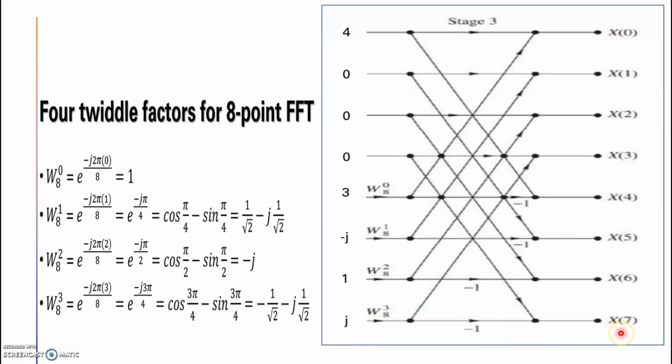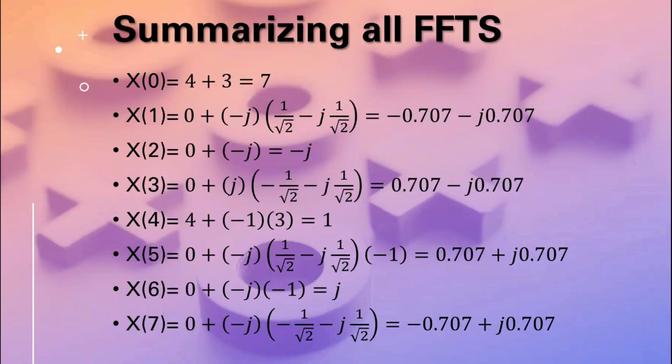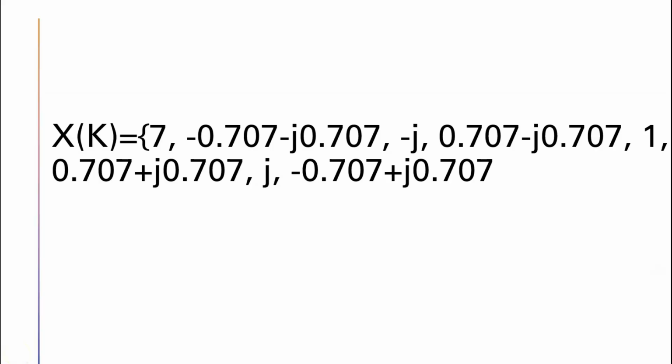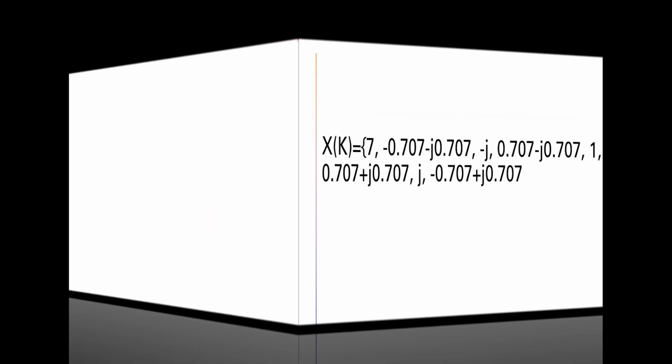This FFT has the natural sequence order x0, x1, x2, x3 until x7. After doing the addition at the third stage, this will be the final output. So here we call this the FFT of the given sequence.